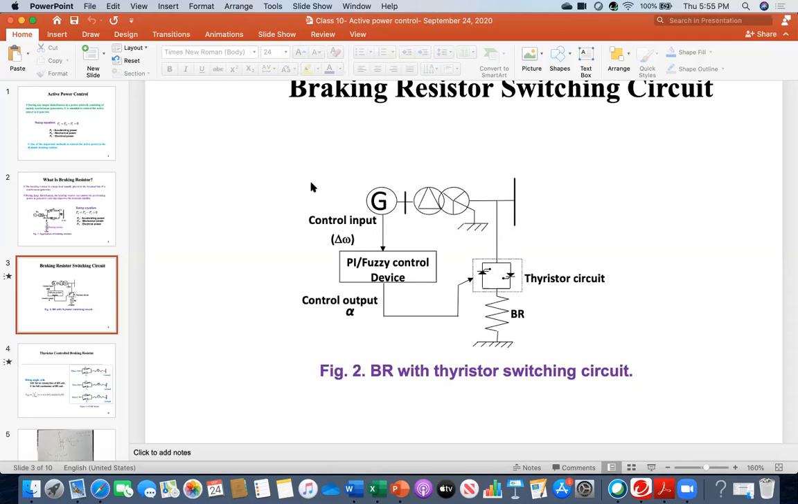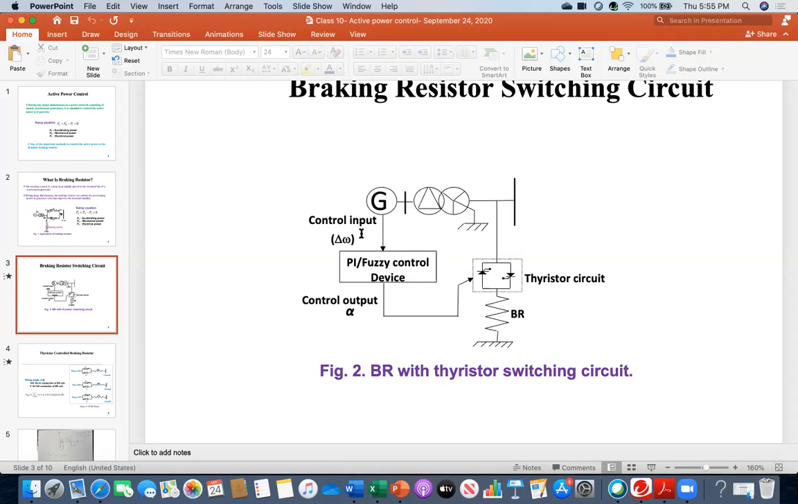What was my reference speed of the shaft system, and what is my speed during the transient condition, during the fault condition? Let's give that difference as an input to the controller. There are lots of parameters to be tuned, and it will produce the alpha. Everybody see, because the del omega is dependent on the type of the fault.